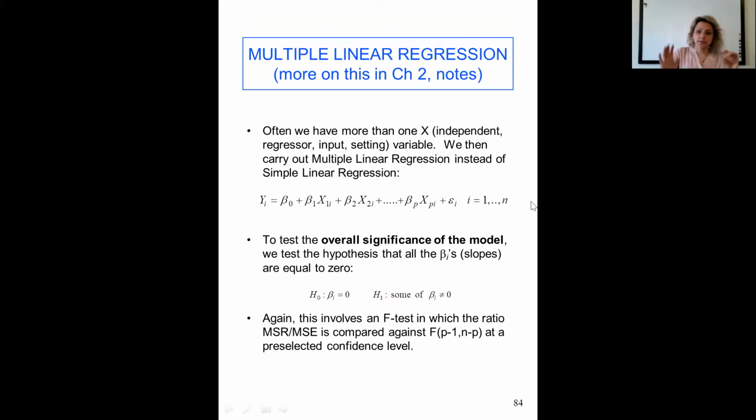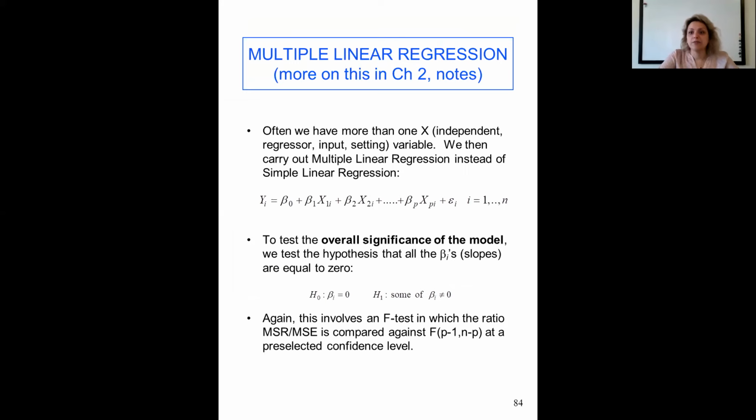So far we talked about simple linear regression, right? And we are going to talk about these linear regressions in the next chapter, chapter 2. But just for one slide, I want to show you, as a bridge, the multiple linear regression.